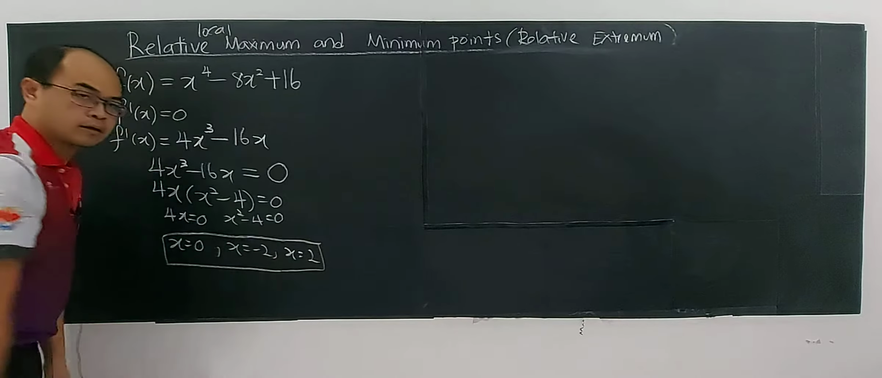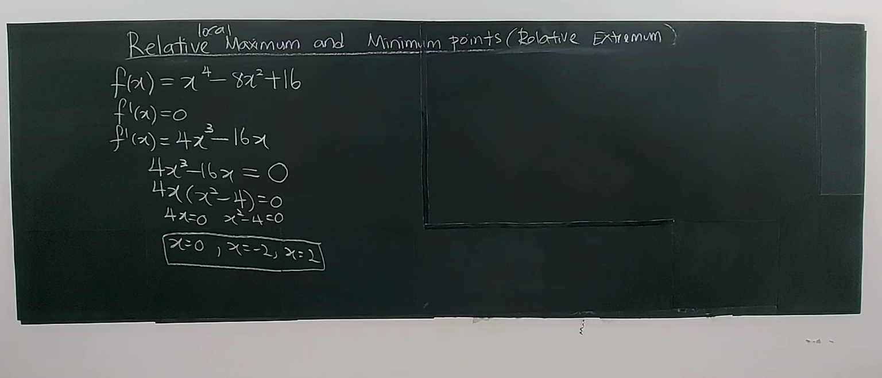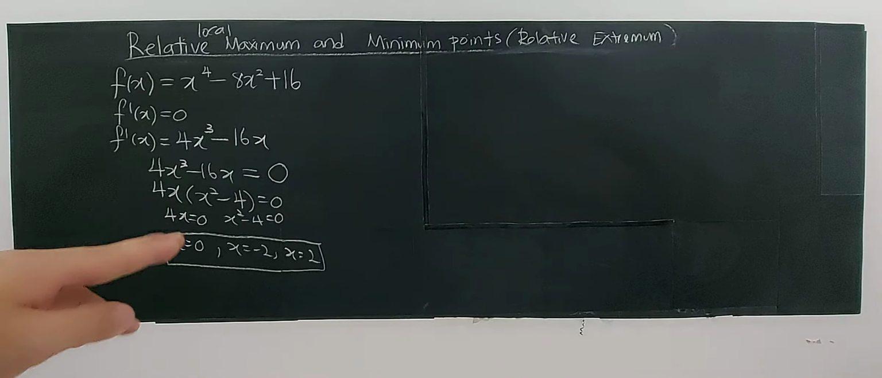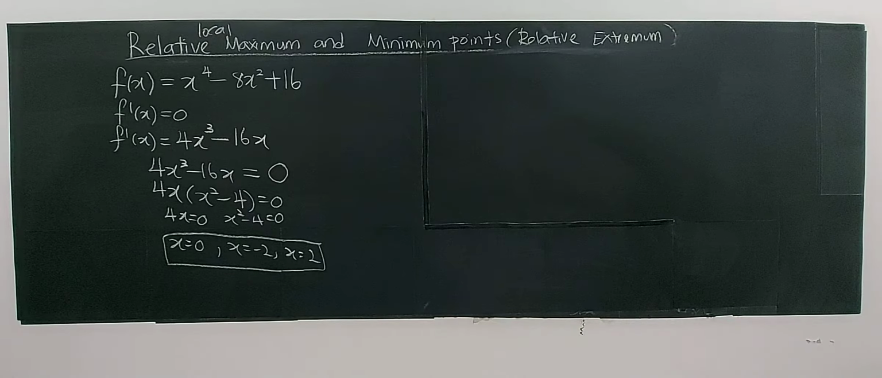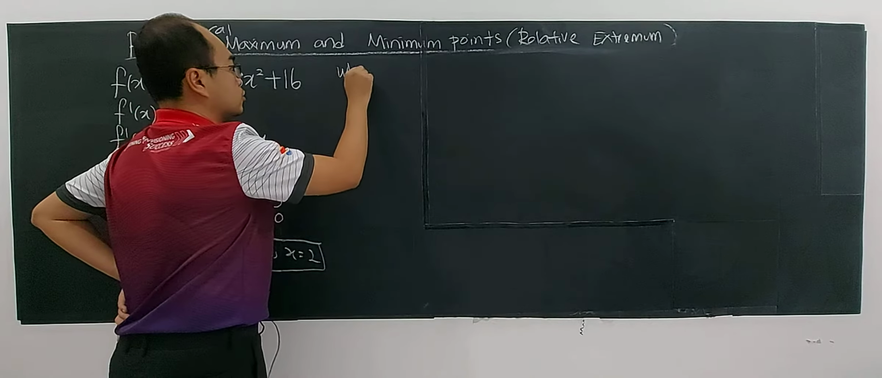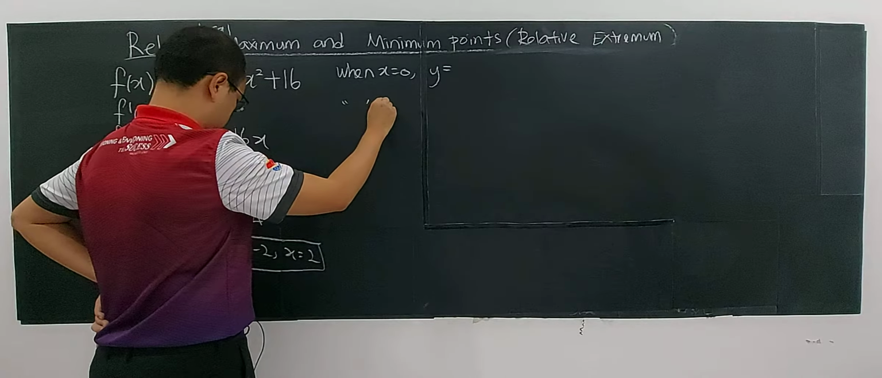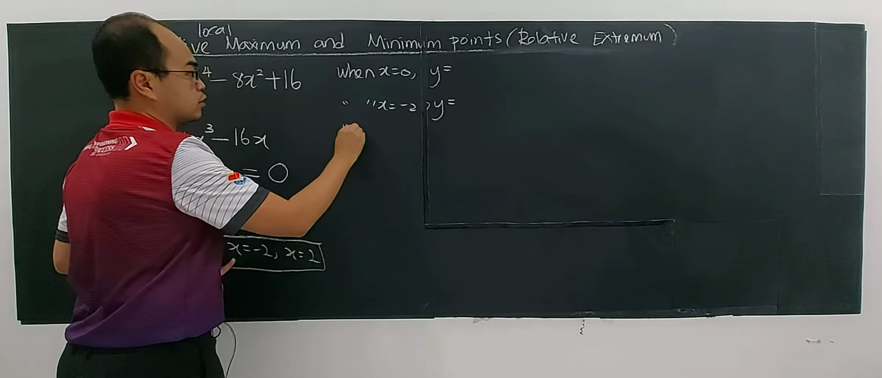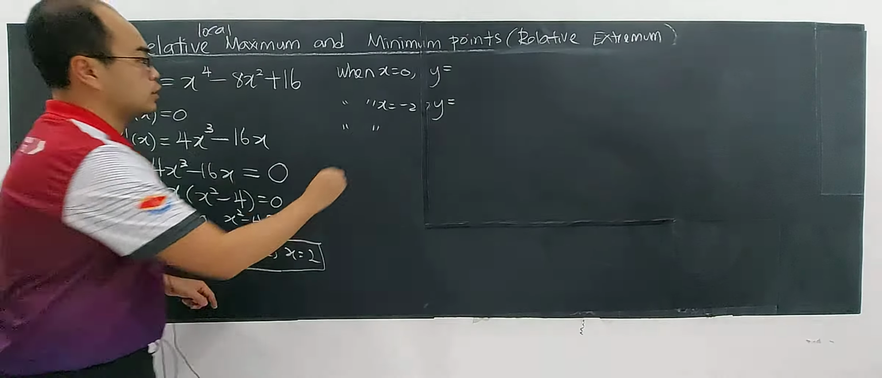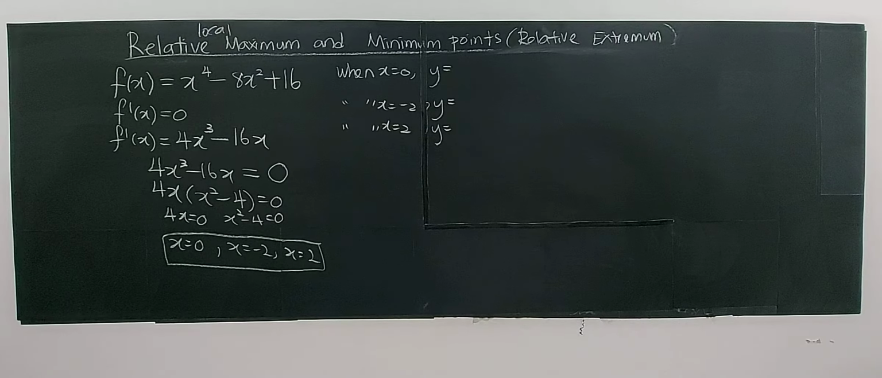There are 3 stationary points. 1, 2, 3, 3 stationary points. So it means that we have to do the test for each of these points. Before that, we have to find the value of y for each case, the coordinates of the stationary point. When x is 0, what is the value of y? When x is negative 2, what is the value of y? When x equals 2, what is the value of y? You can use a calculator and find it.